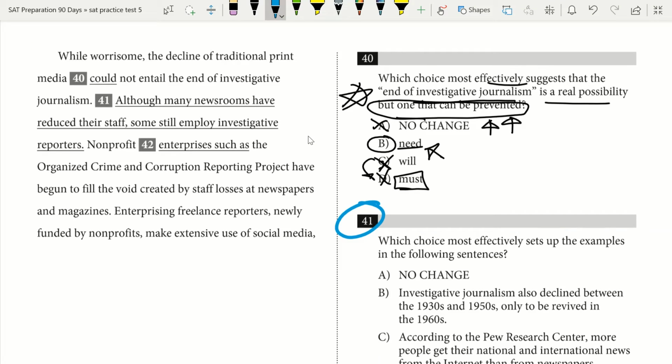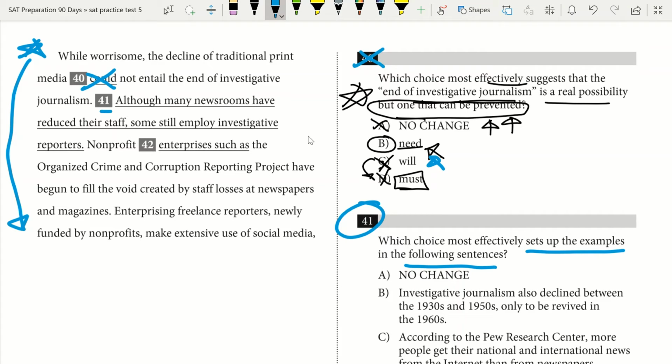So we're going to start up top here at the beginning of this paragraph. That way you can get an idea of context for how to set up the examples in the sentence, right? So we have "well worrisome, the decline of traditional print media," and then this is going to be "need not entail." 40, the correct answer there is going to be "need." I'm not going to get into that because that's not part of the tips for the day.